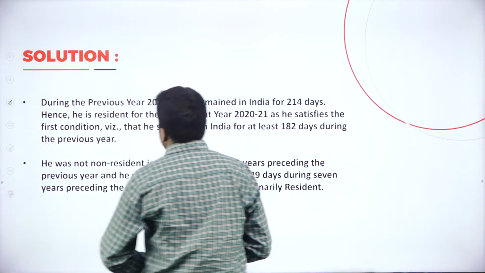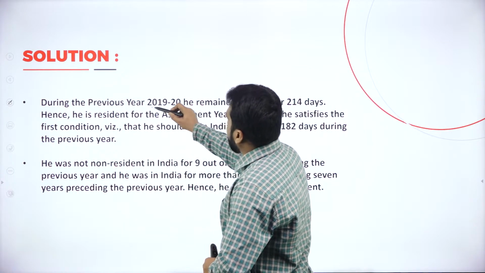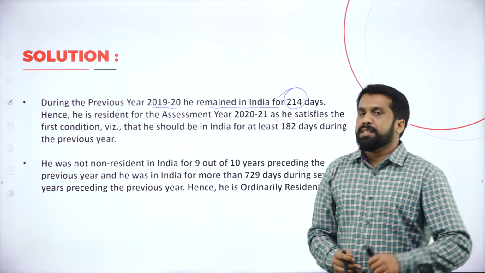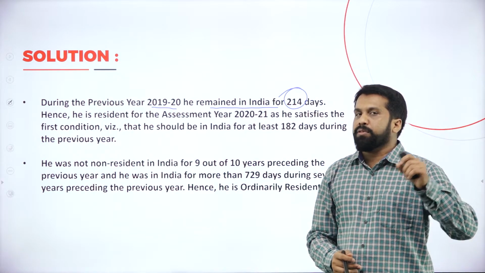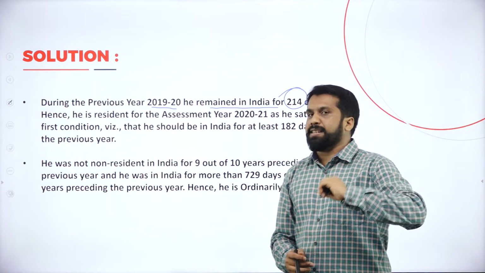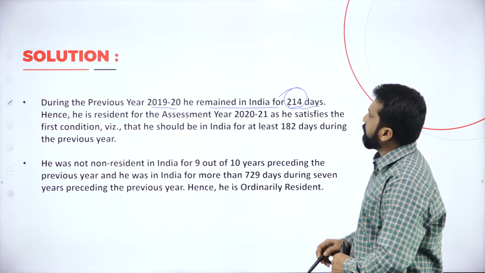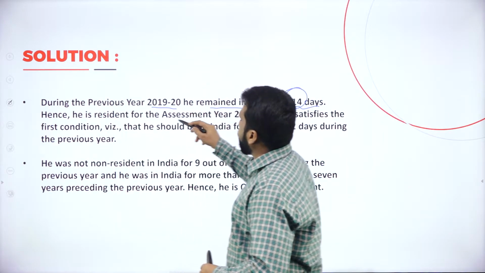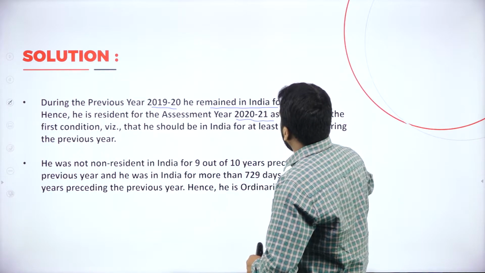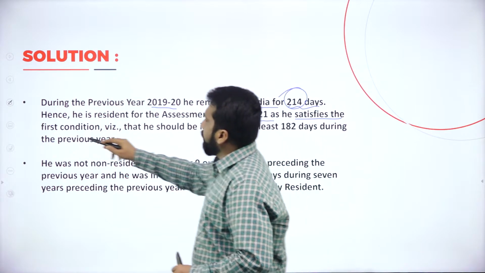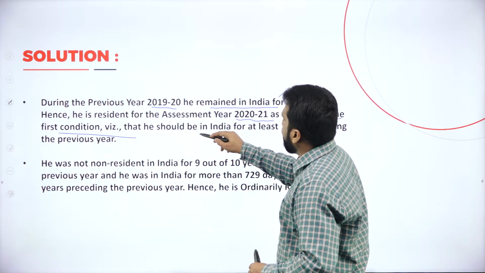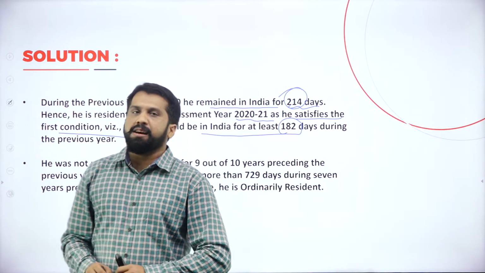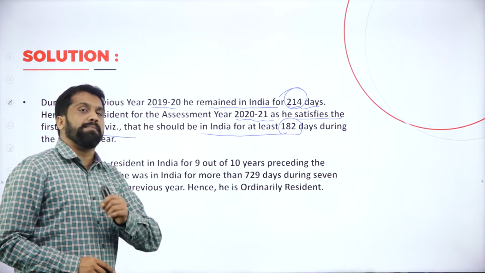Now, as per this, during the previous year 2019-20, he remained in India for 214 days. We have not calculated exactly; as I told you, it is approximate. If you calculate exactly, it comes around 214 days. Hence, he is a resident for assessment year 2020-21. He satisfied the first condition, that he should be in India for at least 182 days. He was there in India for 182 and more.